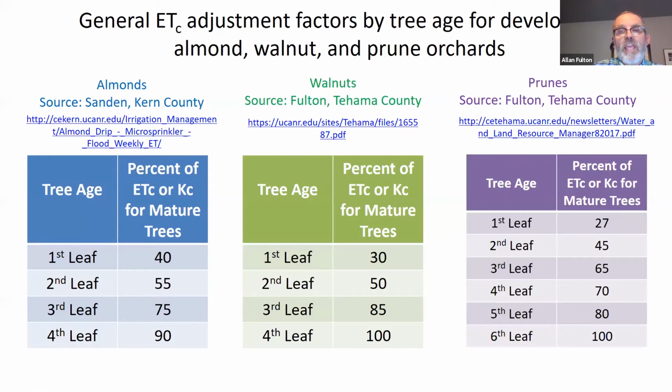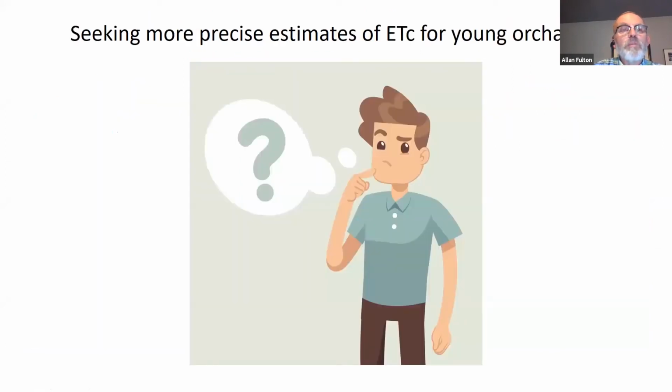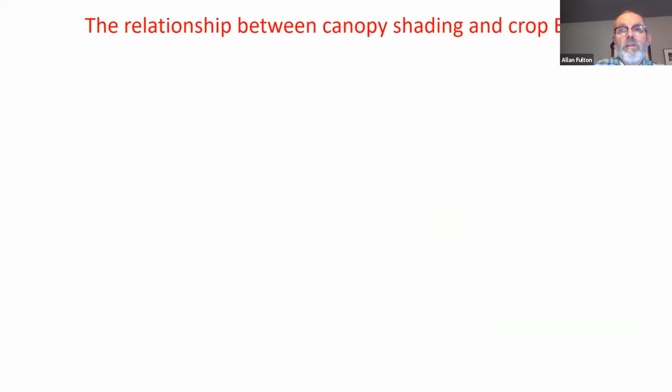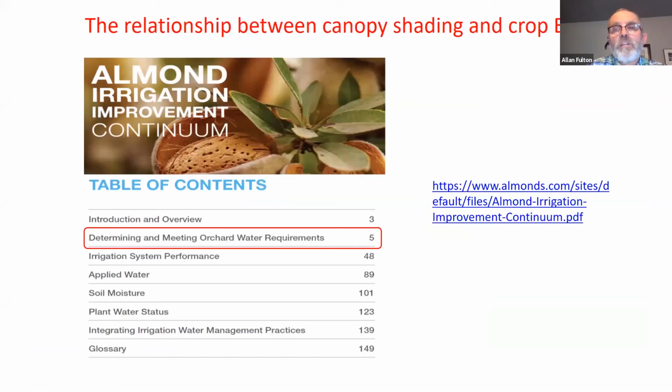So these are some suggested average age-based adjustments for ET for almond, walnut, and prune. But you may be seeking more precise estimates of ET for your orchard. And so I'd like to suggest to you a methodology that you can apply yourself in your own orchards to make adjustments. This is a method that's been adopted by the Almond Board of California and presented in their Almond Irrigation Improvement Continuum. You can read about it by finding their manual at this link.